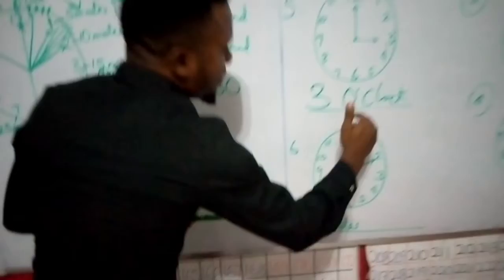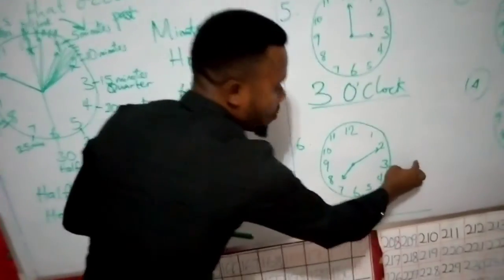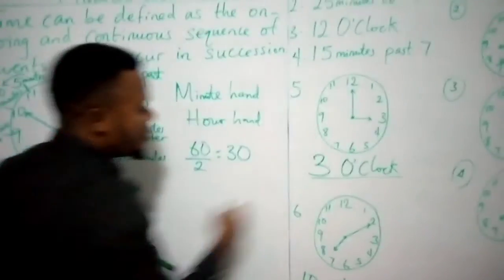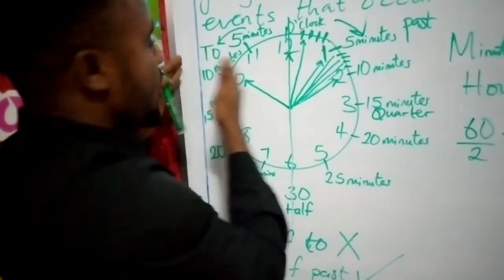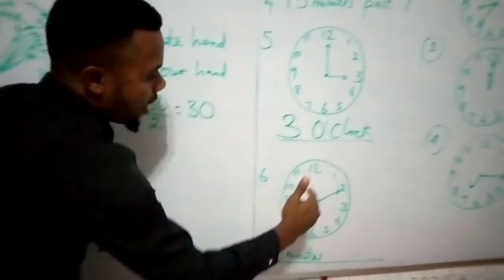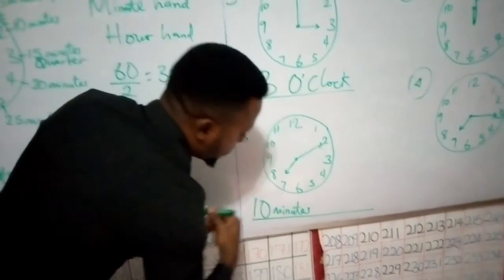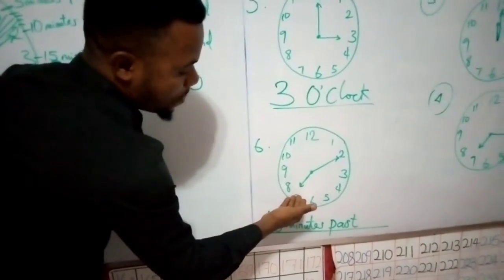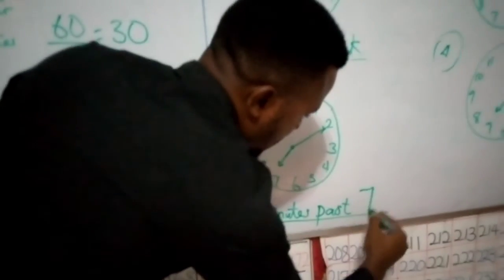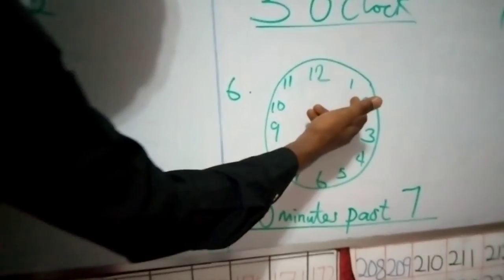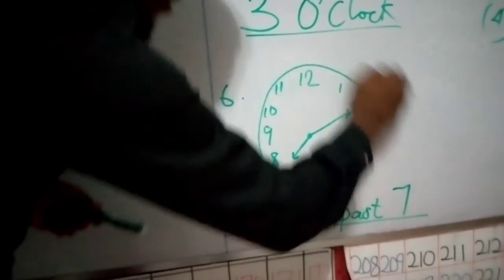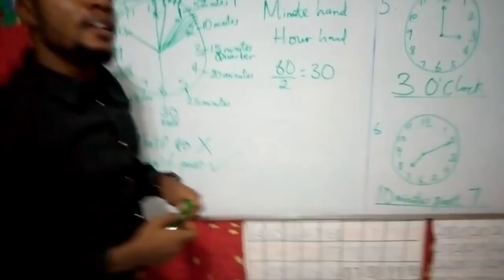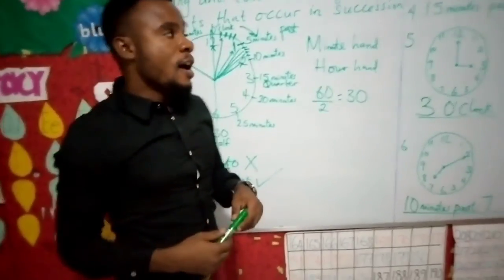Is it pointing out past or to? This side represents what? Is this side past or this side to? Remember what we said? This side is past and this side is to. So we go back to this and call this side past. Past what? 7. 10 minutes past 7. With this, I believe that you'll be able to tell your time.